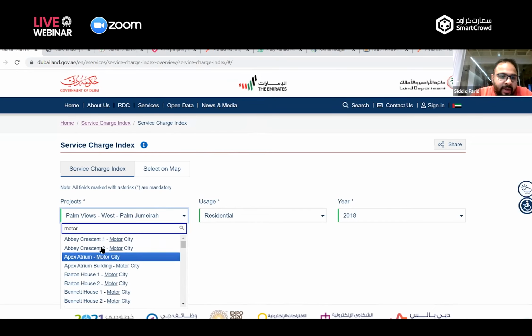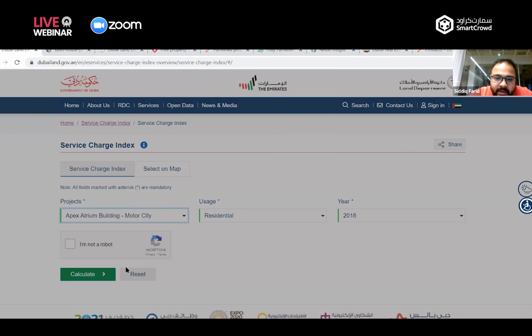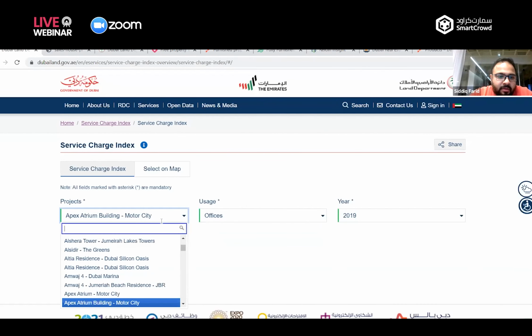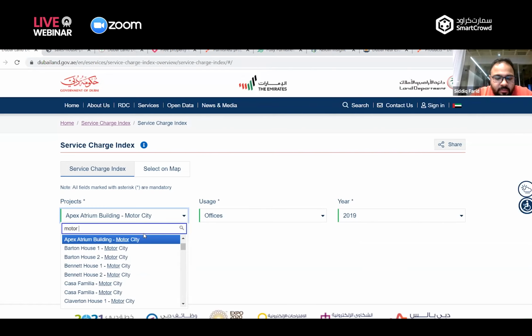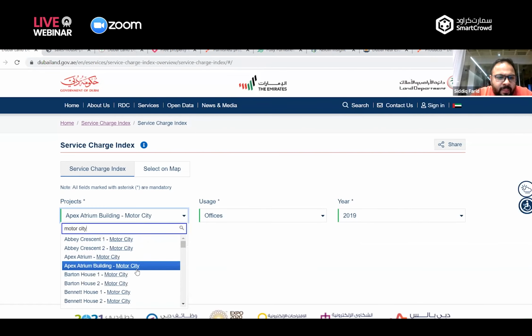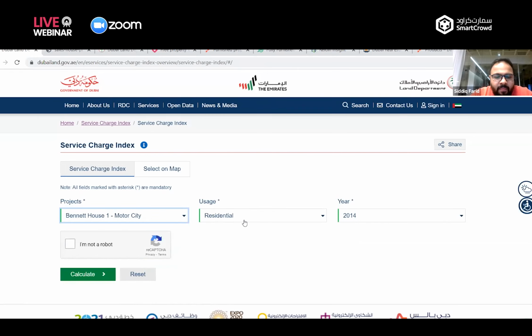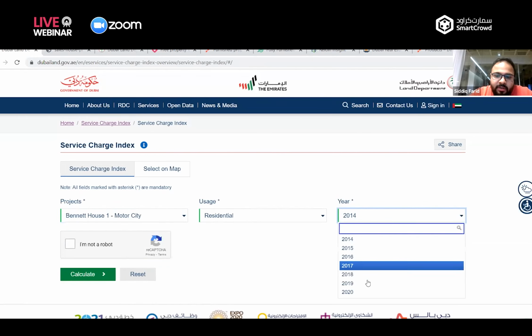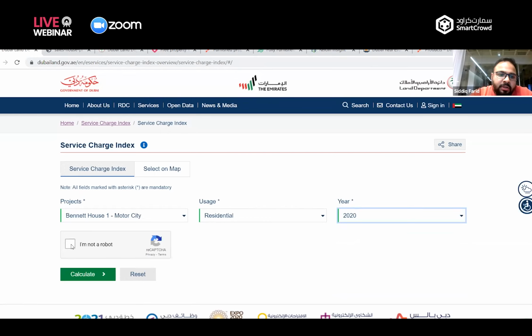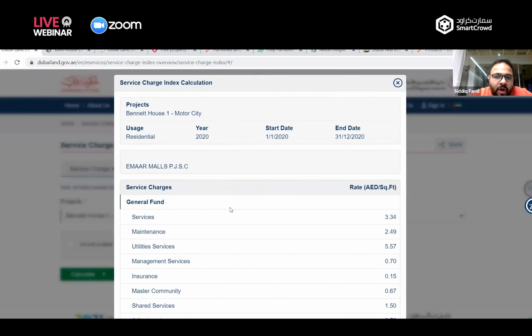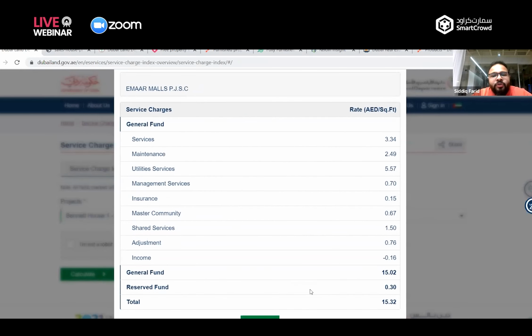Motor City. Pick the building that you're interested in. The problem with this one is some of these are very dated, a very old index. This one is a good one because it's 2020, and here it will tell you what the service charges for the year are, right? So 15 dirhams per square foot. So if you're buying a studio that is an average size of 400 square foot, 400 times 15 will give you your service charges for the year.